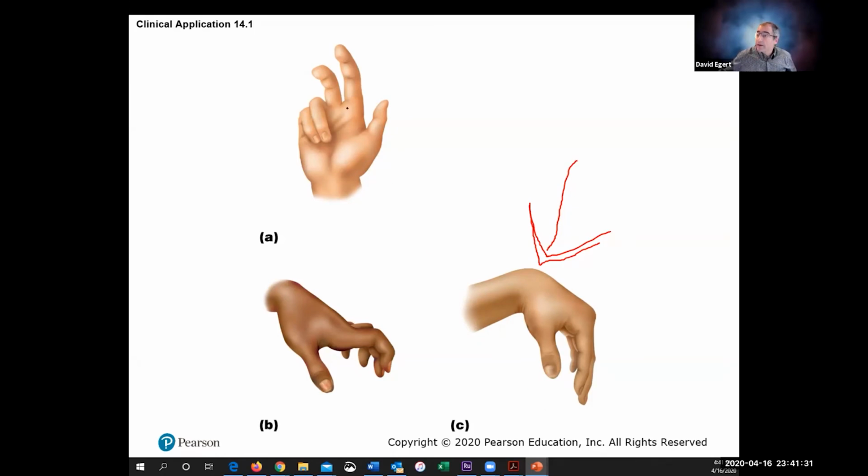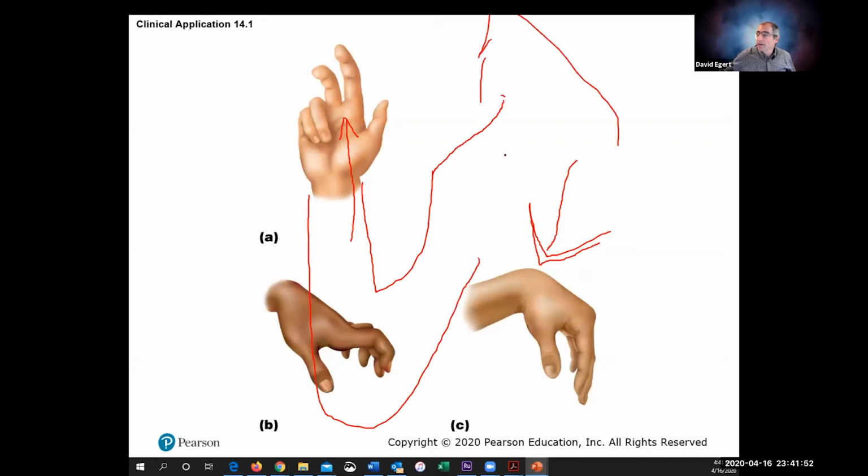This one here, this is the median nerve. If the median nerve is not working, then the extensors are actually going to pull the fingers up. I always love this, the hand of benediction. It's like somebody's holding, it's usually like, again, like the Pope or something. I can't draw him.